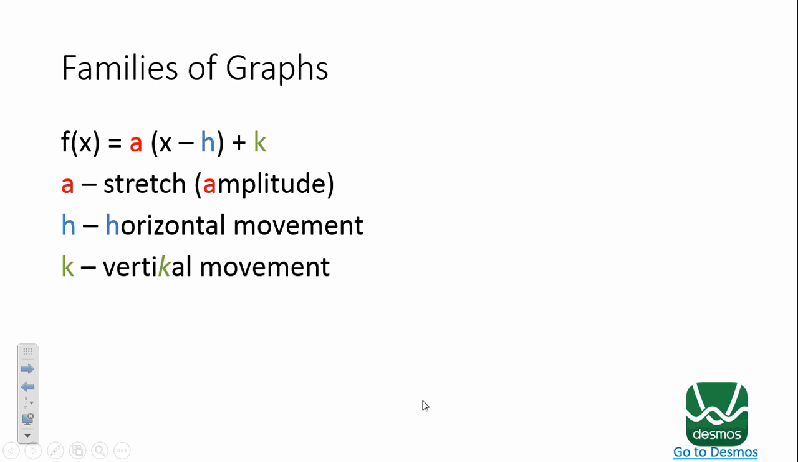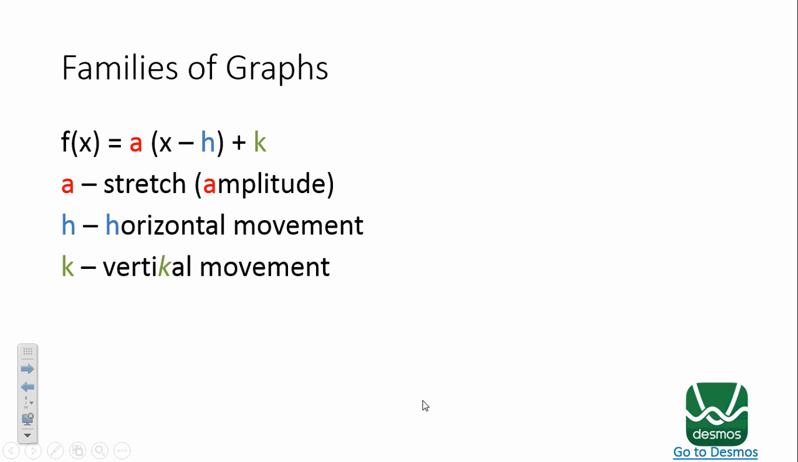All right, so families of graphs. Okay? It's not bad. This is easy. We learned about this back in chapter 1. Remembered it, hopefully, from algebra 2. And we have an a times an x minus h plus k for our function, no matter what that parent function is.